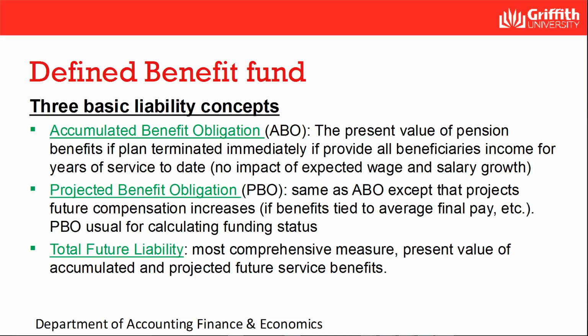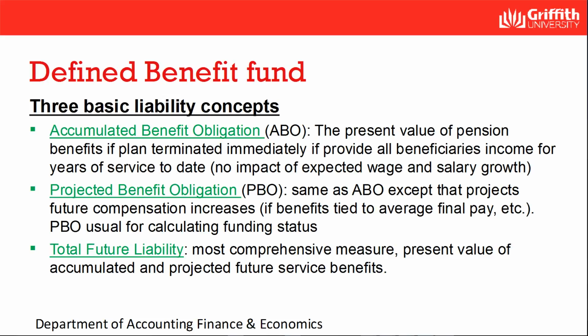There are three basic liability concepts. The accumulated benefit obligation is the present value of pension benefits if the plan was terminated immediately, and provides all beneficiaries income for years of service to date. And there's no impact of expected wage and salary growth.